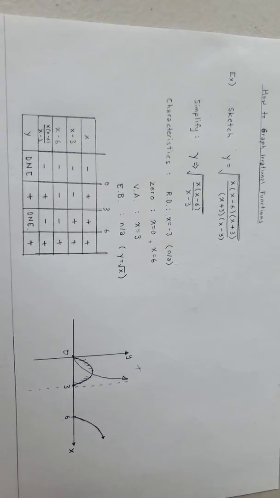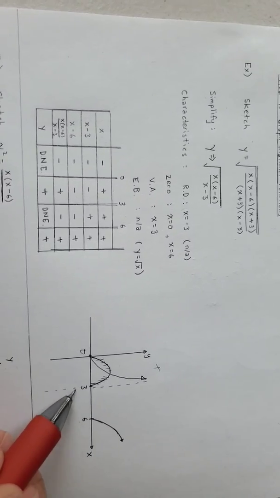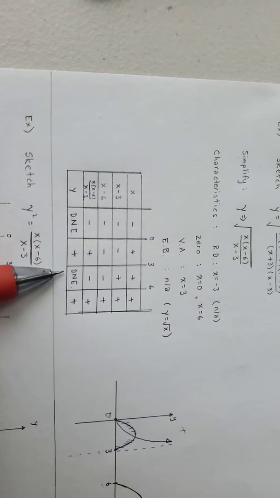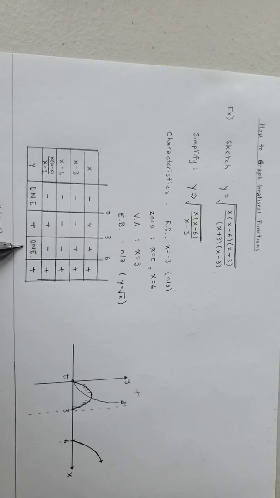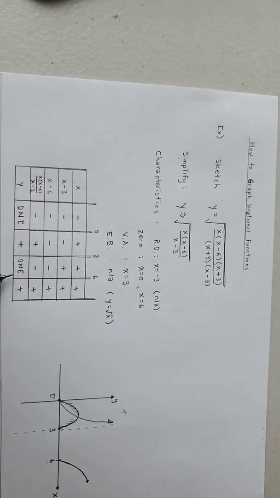Okay. For the next part, from 3 to 6, we don't have anything graphically because you can't take the square root of those numbers again, inside the square root, that are negative.